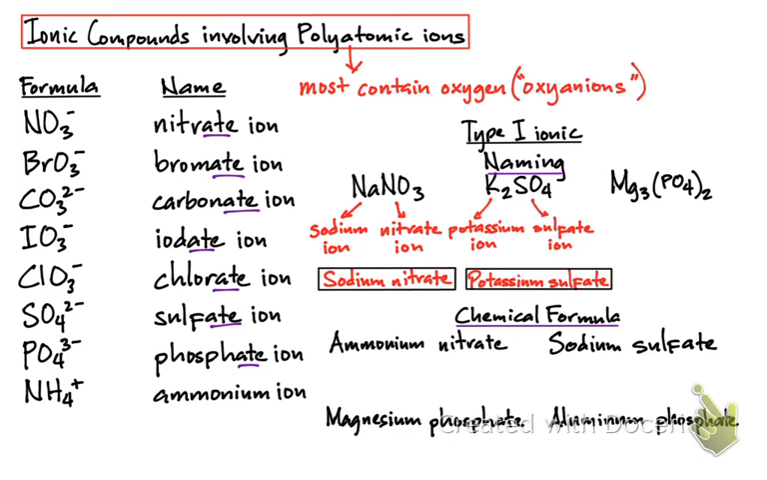And the last one here, you have a magnesium ion and a phosphate ion. Combine them together, you get magnesium phosphate.